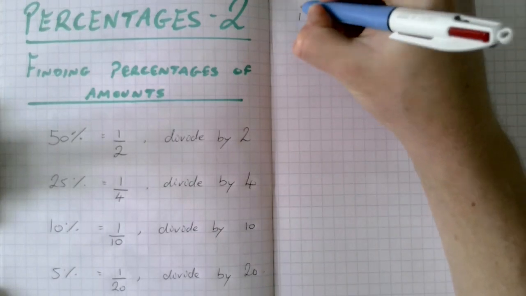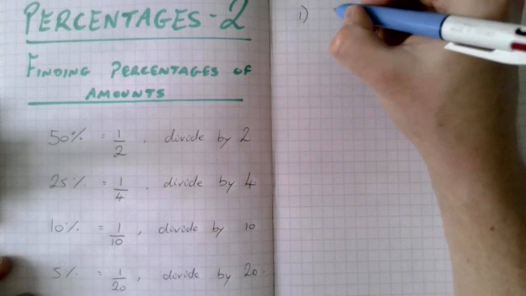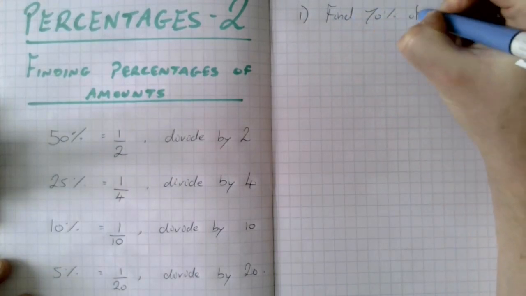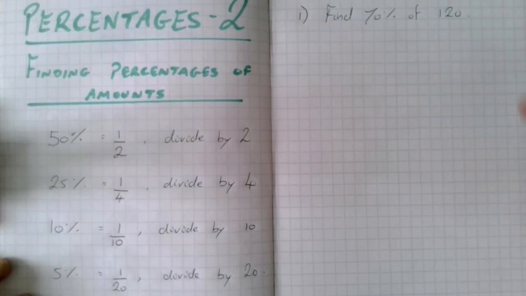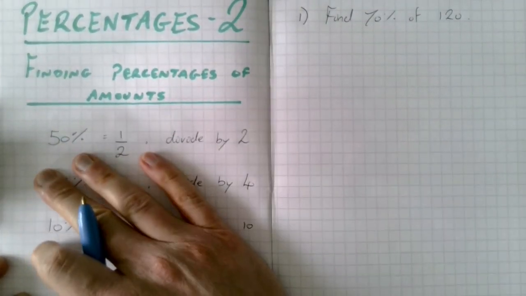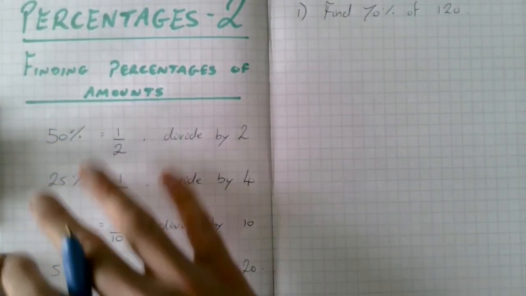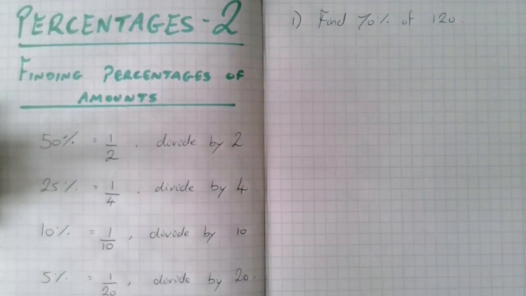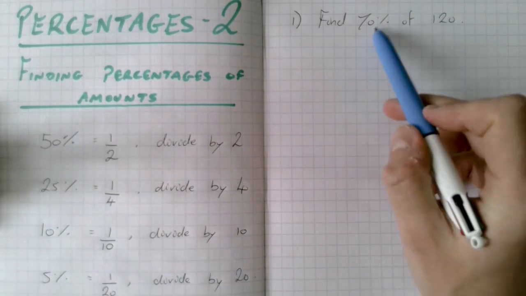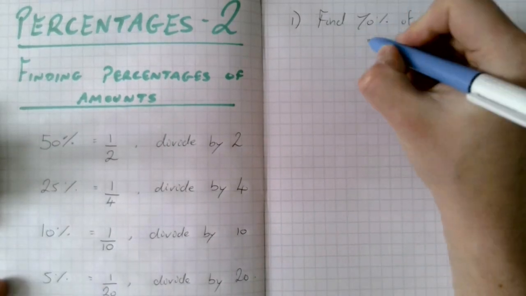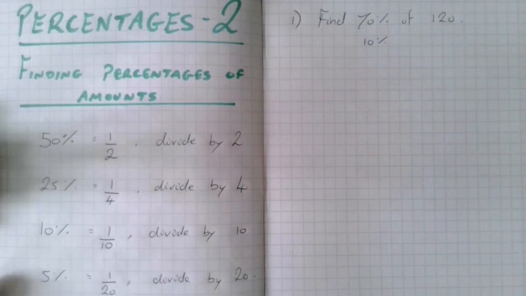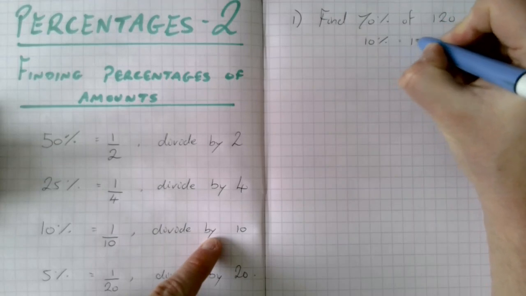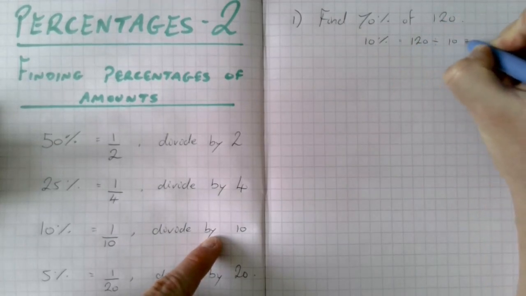So if we have a look at some examples then, example 1 would be find 70% of 120. Now using these four fairly round percentages over here, I'm going to use these to find 70% of 120. Now what will be useful for this is, first of all, instead of going straight to 70%, it would be useful to find 10%. And to find 10%, I need to divide by 10. So 120 divided by 10 is 12.